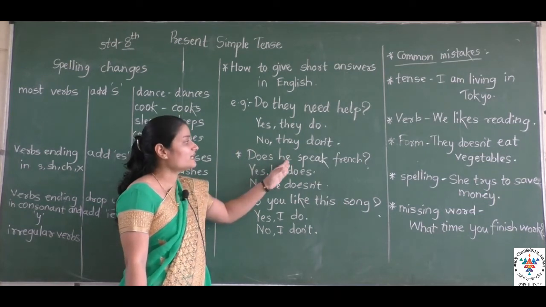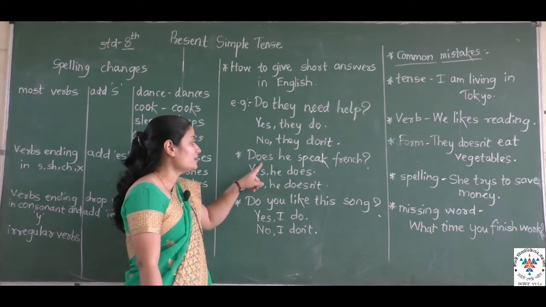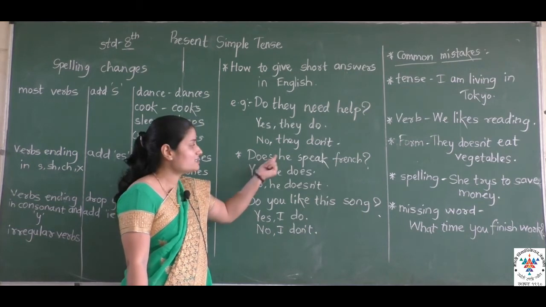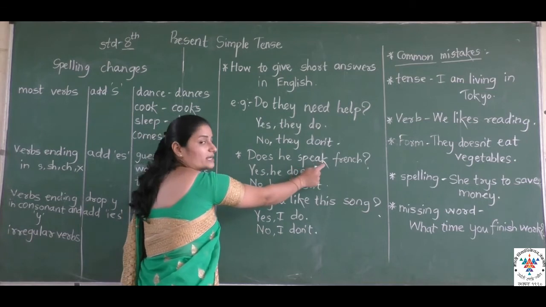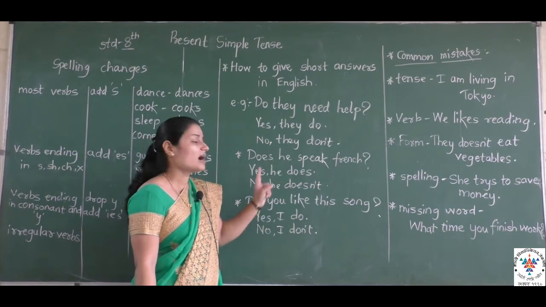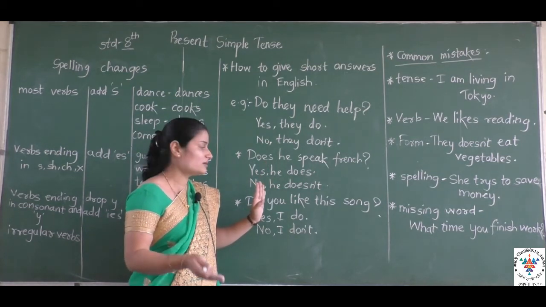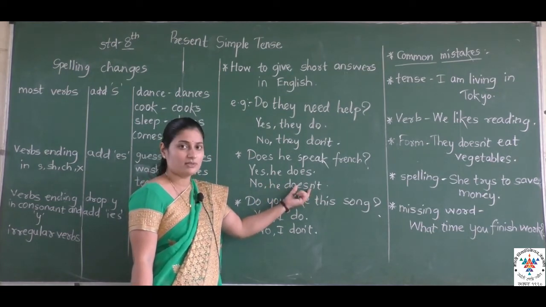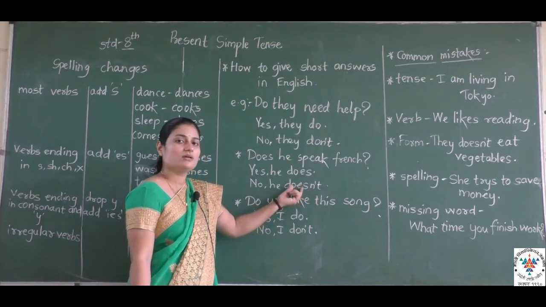Second, does he speak French? Here the third person singular is there, therefore does is used. And since does is used, s is not added to the verb, the base form. Does he speak French? The answer is yes, he does. If it is a negative answer, no, he doesn't. Here the contraction is used, the short form of does not.